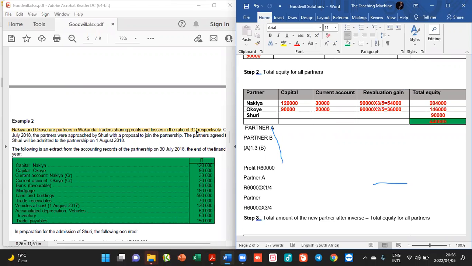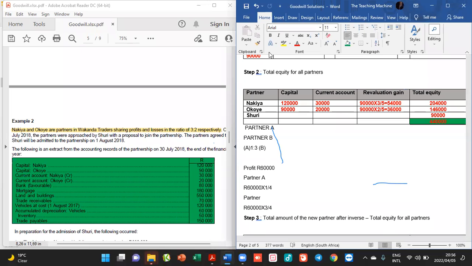But how do we work out the profit? We need to add both variables in order to work out the denominator. So 3 plus 2 is equal to 5. Hence here we said this is a revaluation surplus, this is a revaluation gain. So 3 divided by 5, and then for Okoye, it's 2 divided by 5.